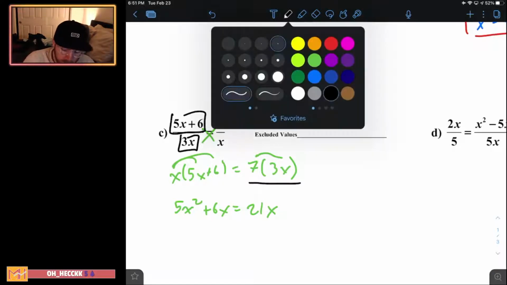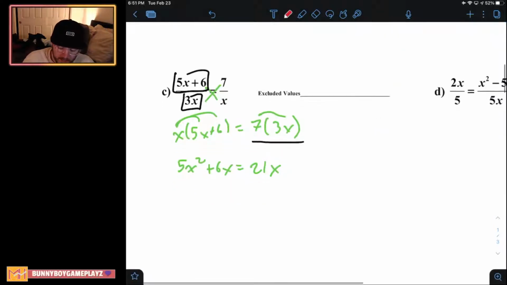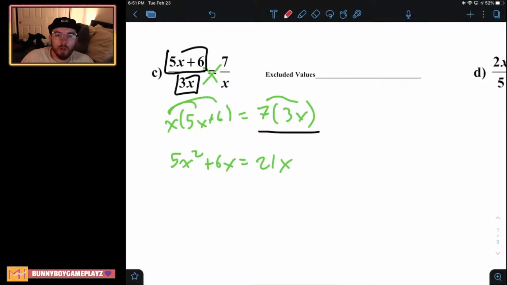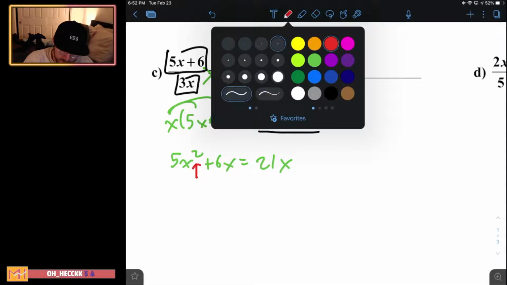So what are we looking at here? This is a quadratic equation, right? Because we have an x squared. And how do you solve quadratic equations? You set it equal to 0.